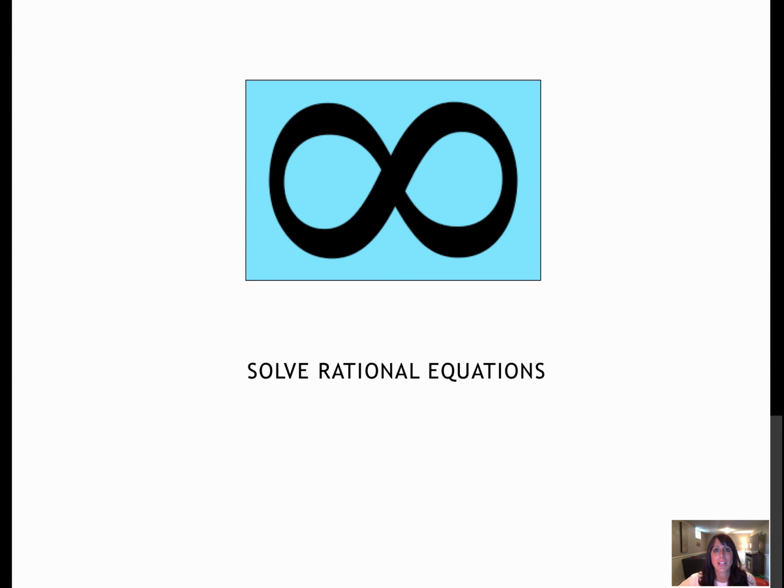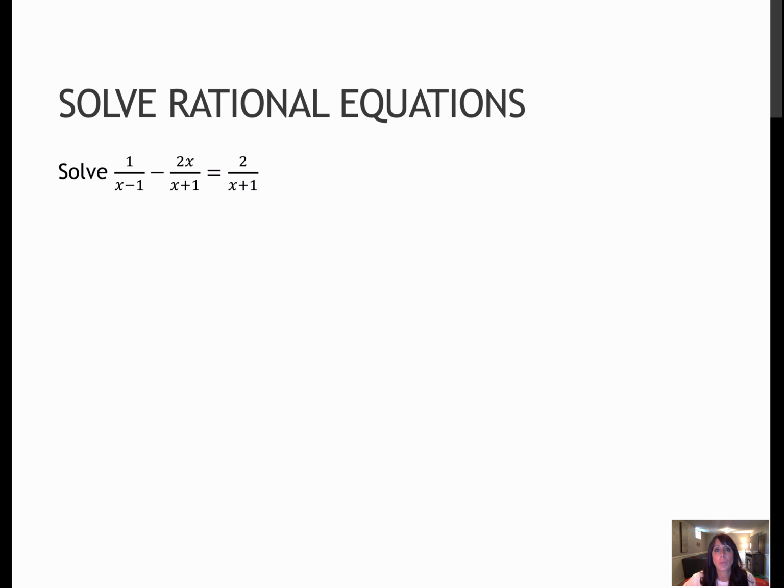We spent some time last week reviewing how to solve rational equations. This week we're just going to go a little bit further in depth, just to remind you of what we did and also look at one application question. So again, when we're solving a rational equation, there's two things that we sort of want to do before we actually try to solve.